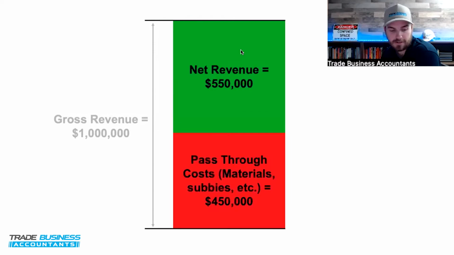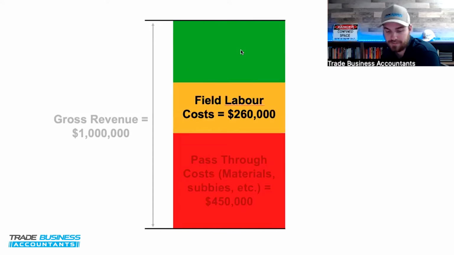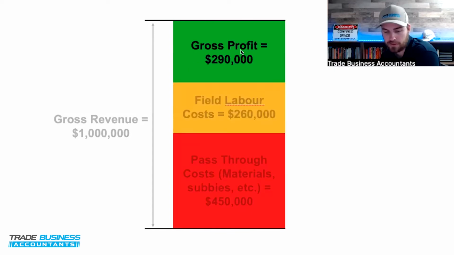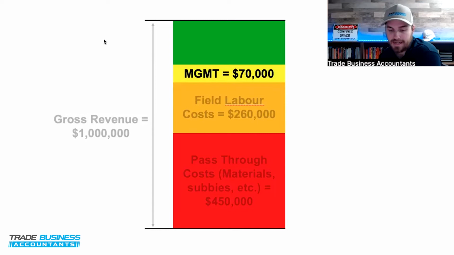So we go again, gross revenue, then we have pass-through costs. What's left over after pass-through costs is net revenue. Once we factor in field labor from that net revenue, what we're left with is gross profit. So in this case, that's 290,000. So the 29% gross profit margin. In here though, what we'll also have is management costs. So in this case, I've just got $70,000.